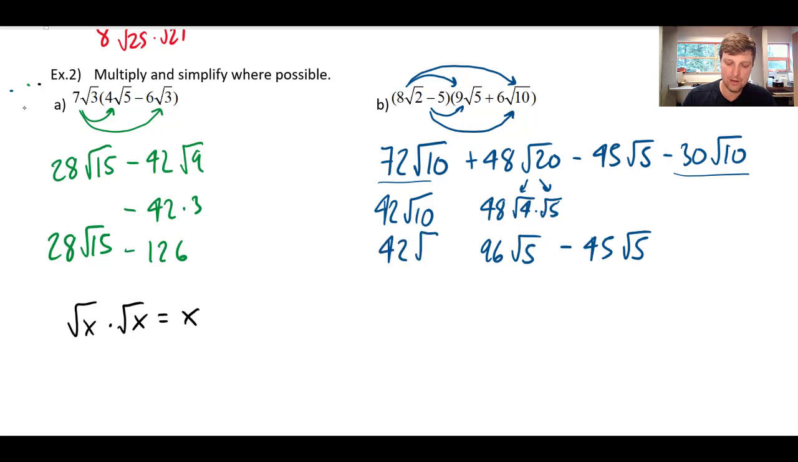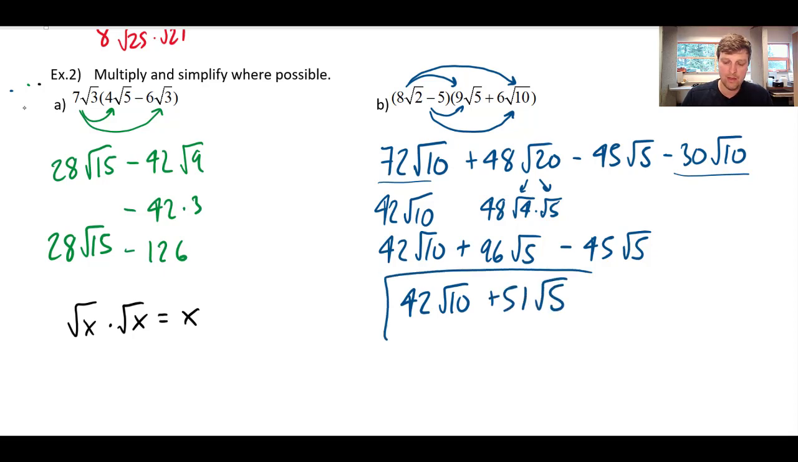So just fill in all my blanks here that I skipped over, and I can see here I've created another like term, so I can go ahead and combine those. So I've got 42 root 10, and then I've got plus 51 root 5. And that is my final answer, and leave it like that.